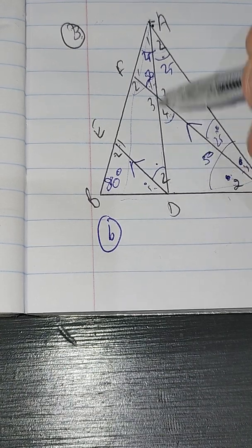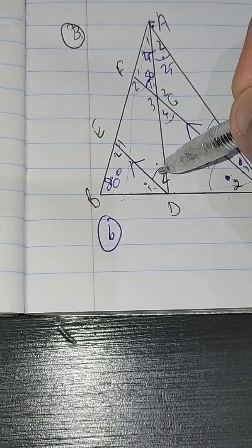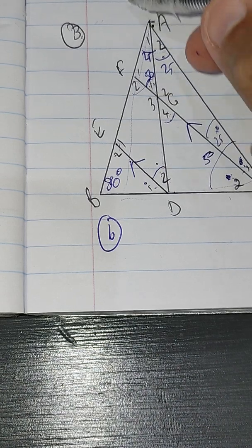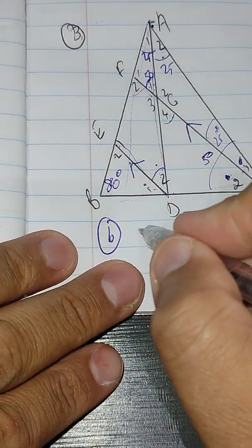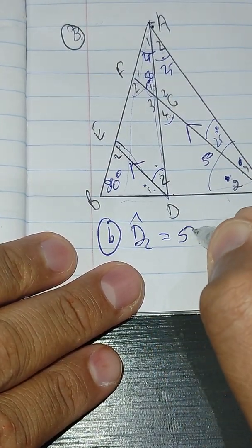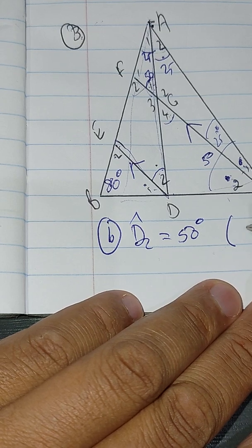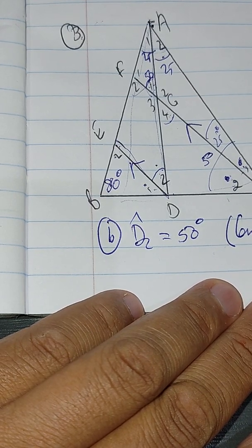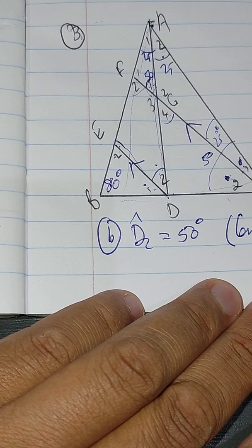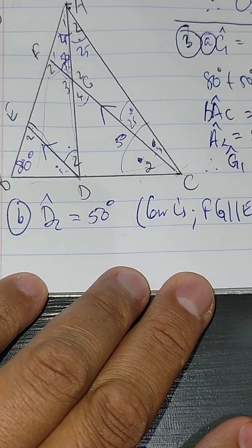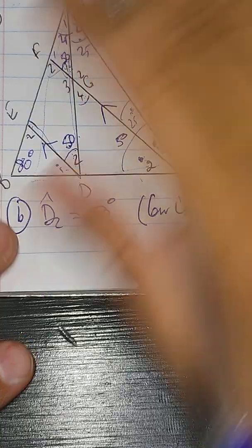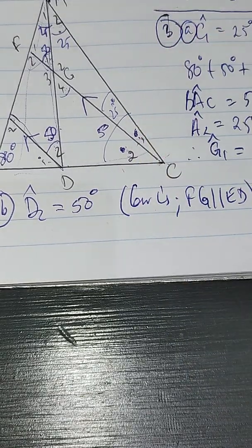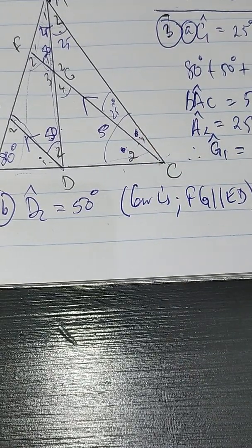Right, D2 we said is the same as G1. Why? Because they are corresponding. Can you see the F being formed there? So D2 is equal to 50 degrees. Why? Because they are corresponding angles with FG parallel to ED. Remember, when we use corresponding, alternate and co-interior angles, you must state the lines that are parallel if there are letters given there. Okay, let's look at C.